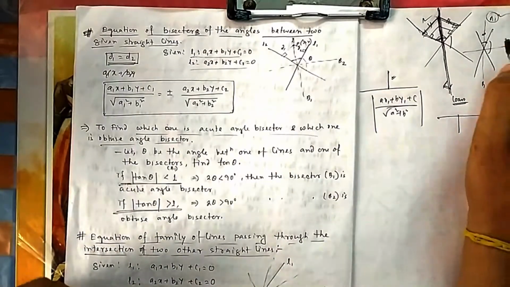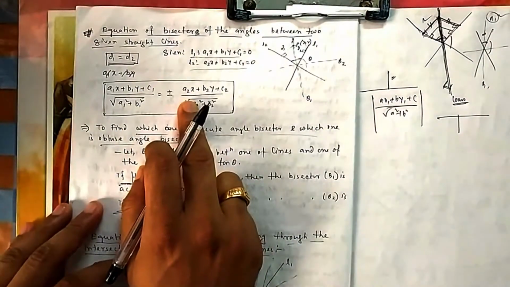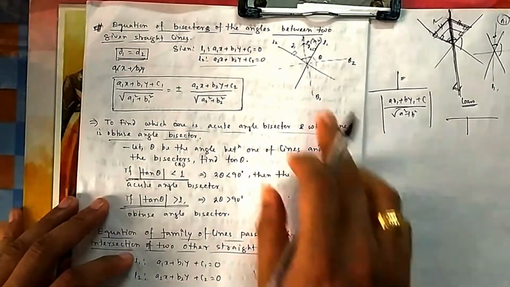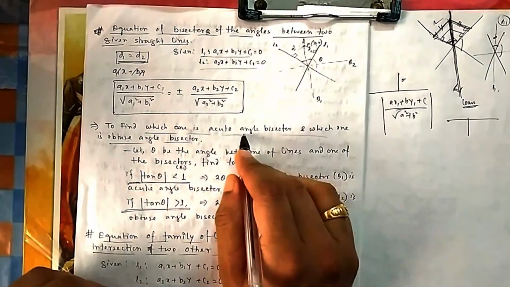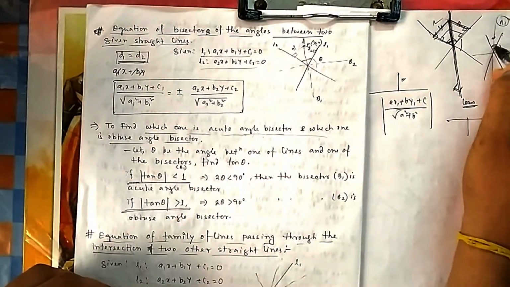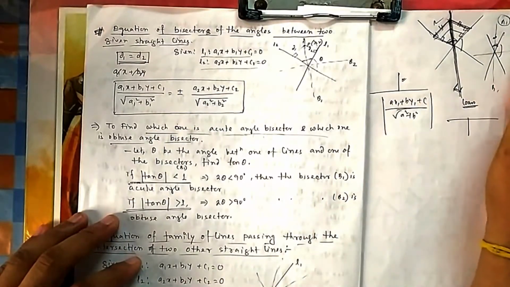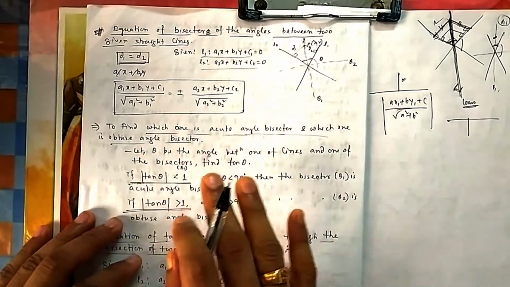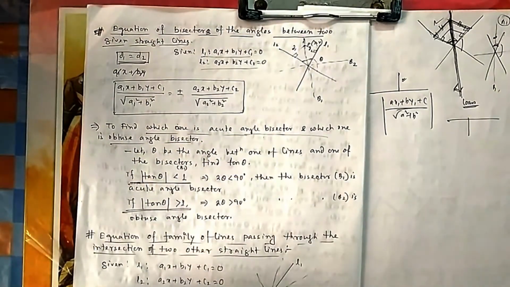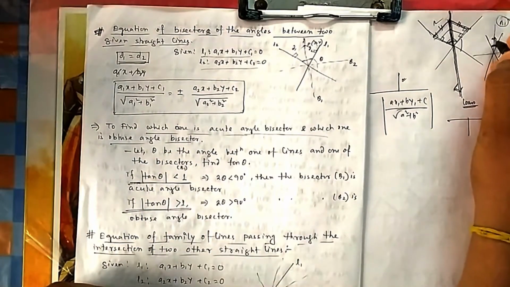Anyway, these two signs will give you two equations, because it will be an expression of x and y, that is, the equation of a straight line. One will give you the internal bisector and one will give you the external bisector. Now how to find which one is the acute angle bisector? Because one will be the acute angle bisector and one will be the obtuse angle bisector. So now which one is the acute angle bisector and which one is the obtuse angle bisector? How to find that? For that, suppose theta is the angle between these two. Suppose it is acute.